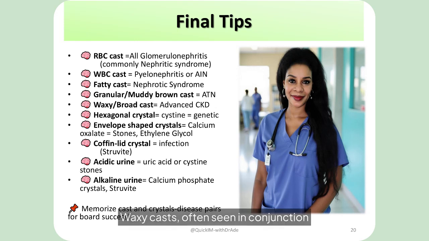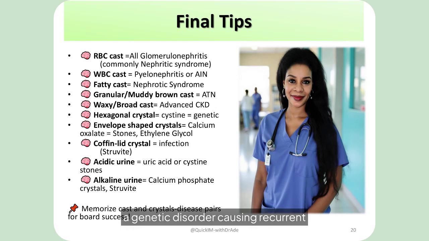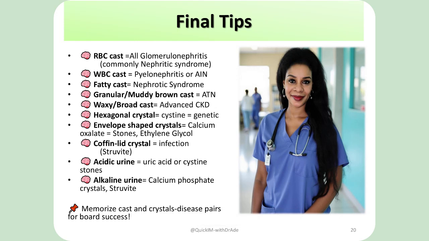Waxy casts, often seen in conjunction with broad casts, point to chronic kidney disease or end-stage renal disease, signaling severe and long-standing tubular damage. Among crystals, hexagonal crystals are classic for cystinuria, a genetic disorder causing recurrent kidney stones in young patients. Envelope-shaped crystals suggest calcium oxalate stones, frequently linked to ethylene glycol poisoning. Coffin-lid-shaped crystals indicate struvite stones, often associated with urease-producing bacteria in recurrent UTIs.